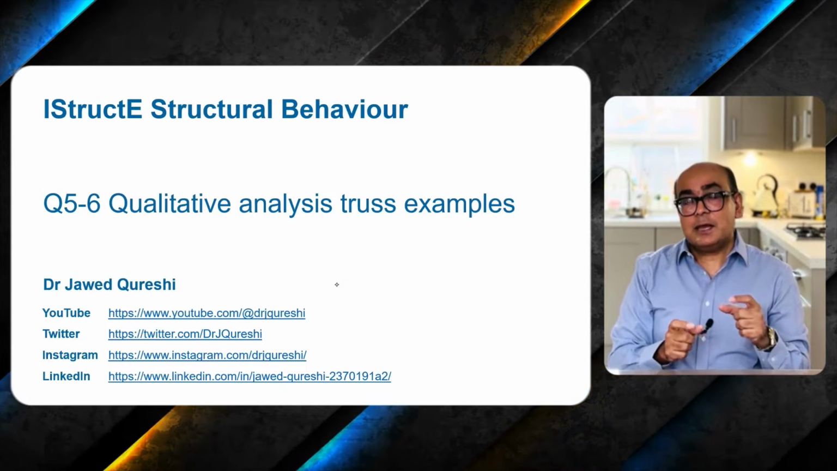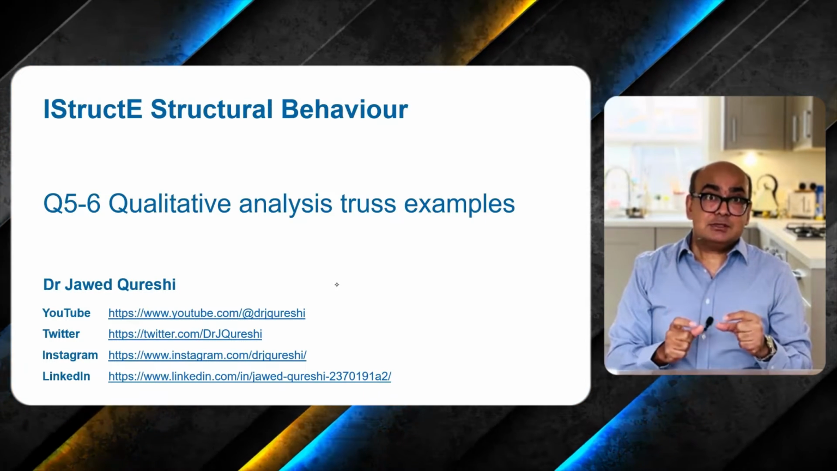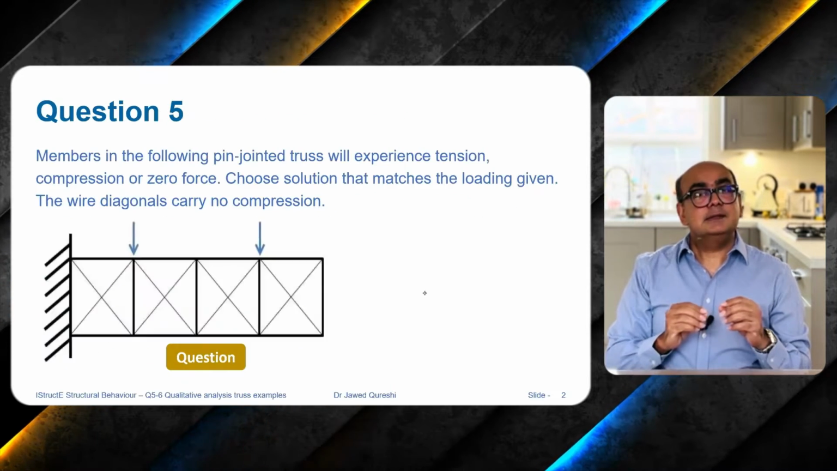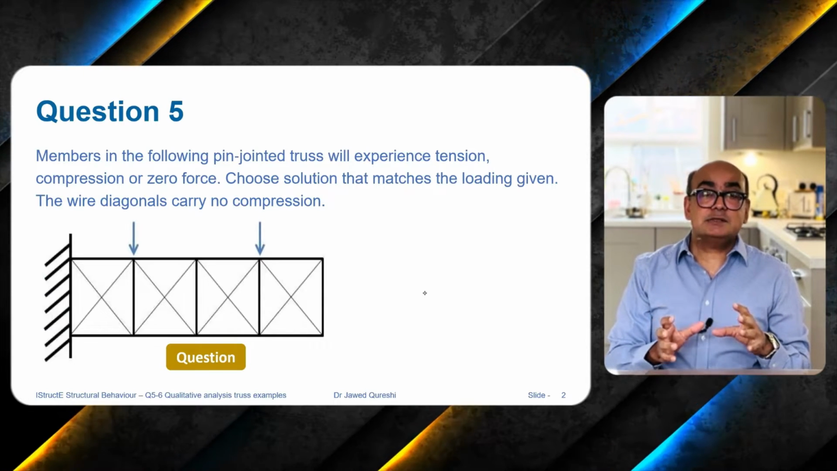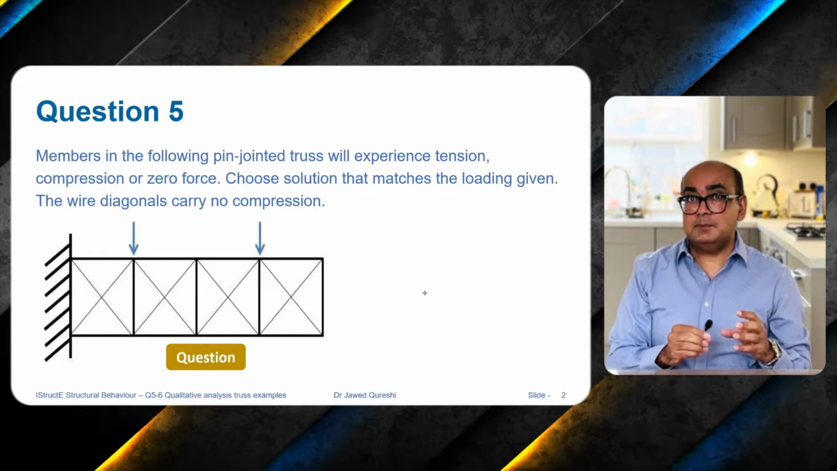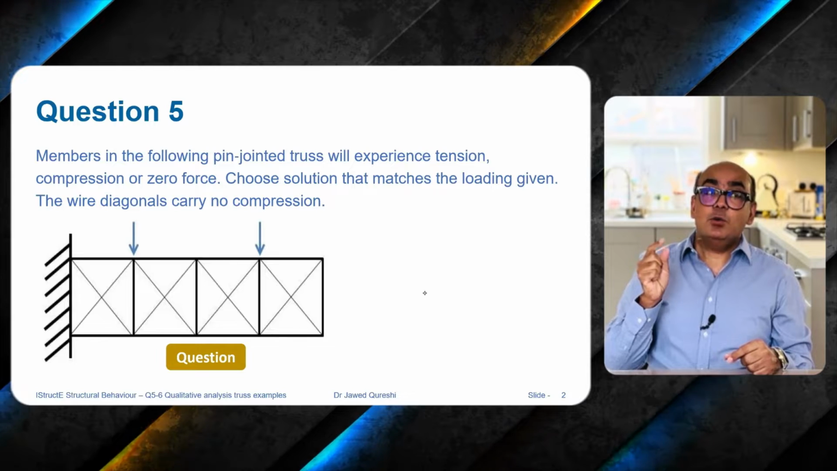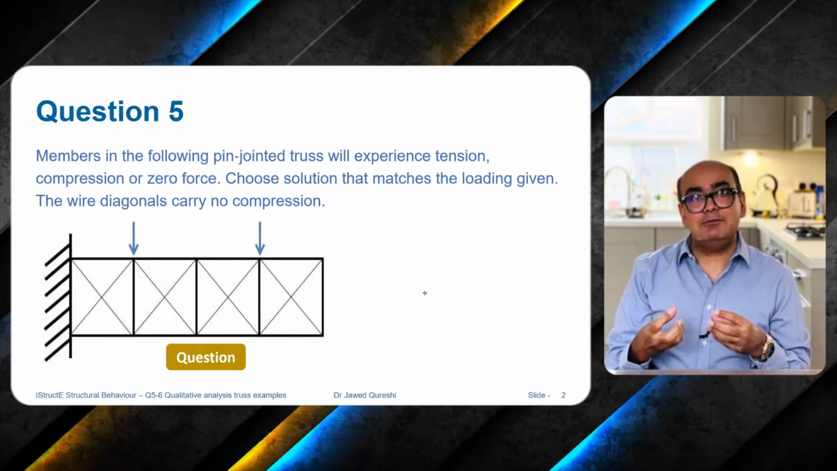In this tutorial, I will cover the IStructE certificate course on structural behavior, and I will solve two trusses in here. This is the first example which I will solve today. Members in this truss are subjected to compression, tension, or zero force. Remember that diagonals here only take tension, and that makes this problem really very tricky.